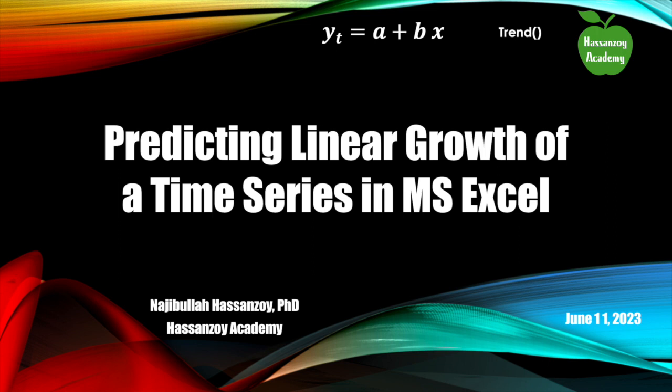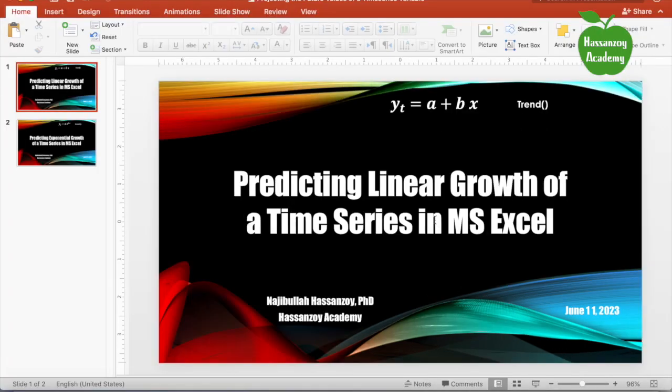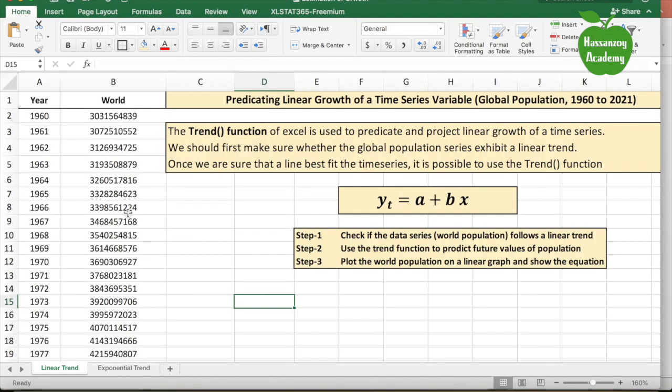Some of you might already be familiar with this function, but I want to show you the applied aspects of using this function and how we can use it accurately and in a context where it is really applicable. In today's example, I will use the data of the population at the global level from 1960 to 2021. Thus, predicting linear growth of a time series variable, in my case global population, from 1960 to 2021.